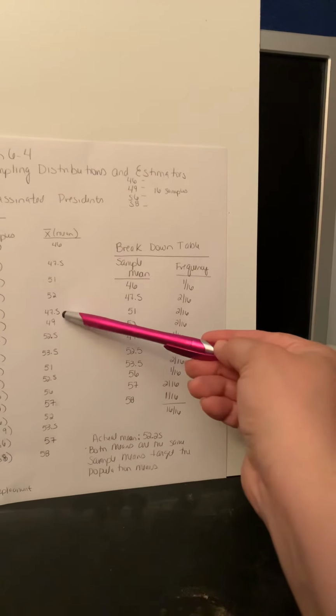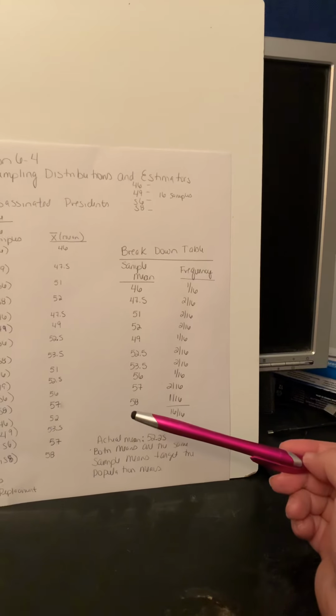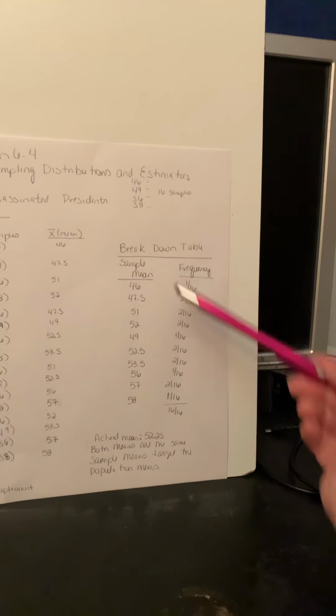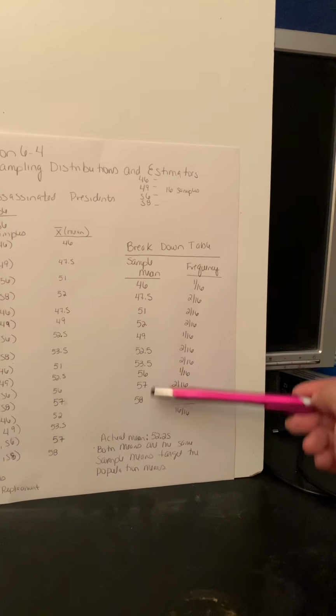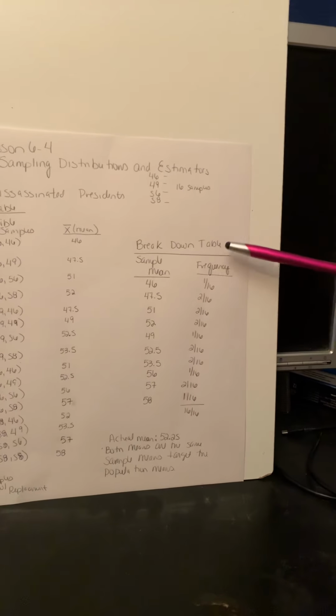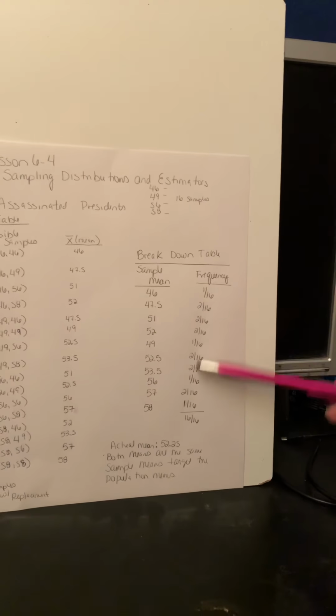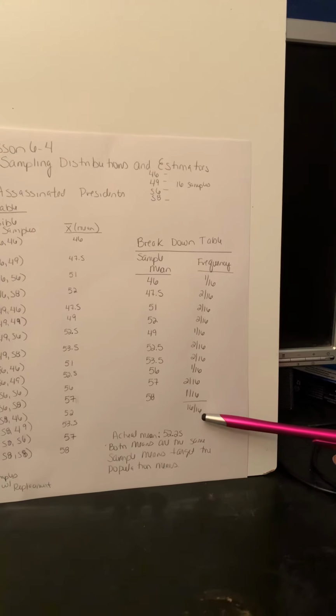47.5 occurred twice, 2 out of 16. 51 occurred twice, so 2 out of 16. And then I kept going, making sure I included all of my sample means. These frequencies should add up to 1. Okay, so you should end up getting your 16 out of 16.